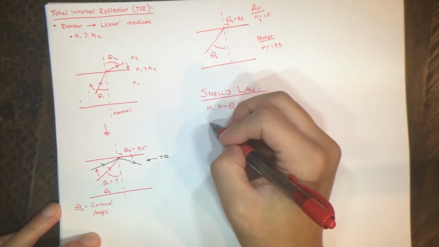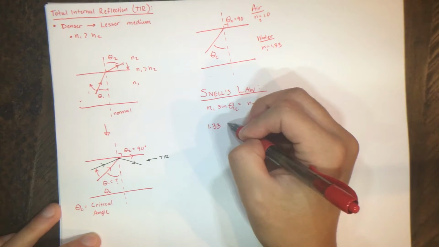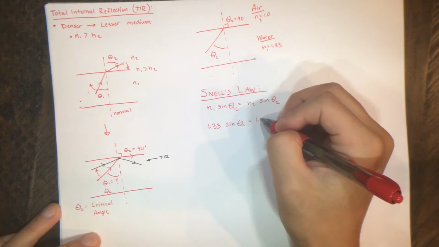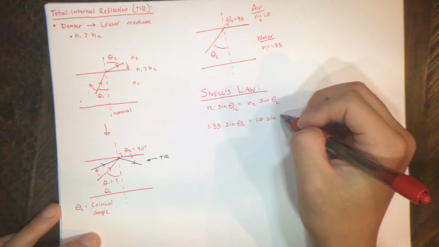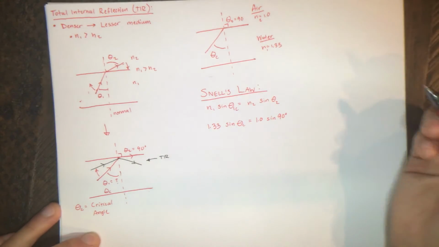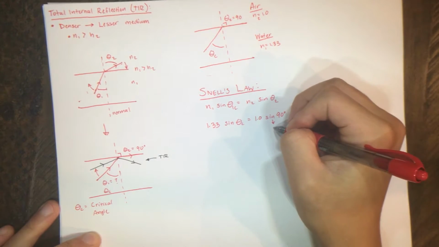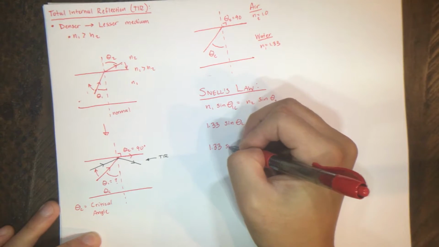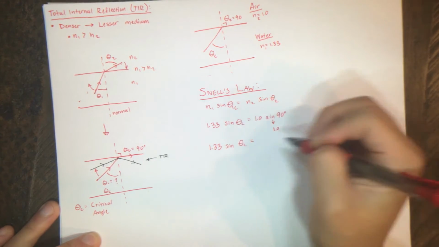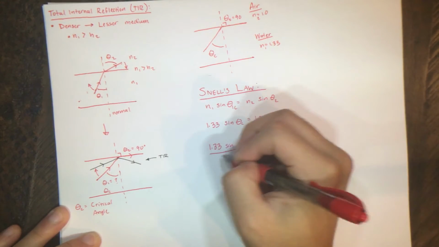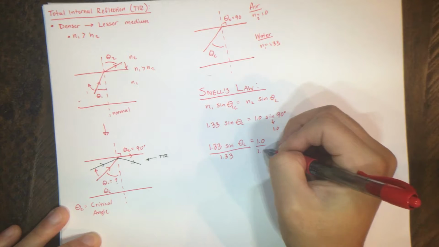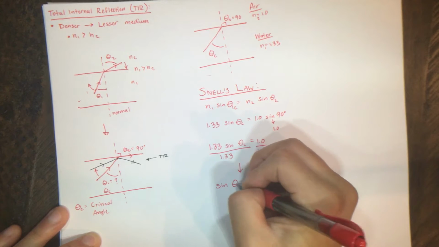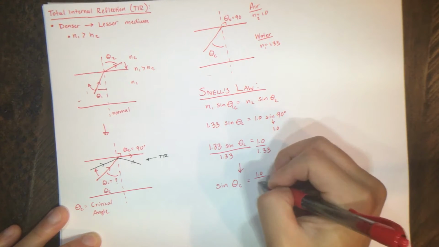Okay, so to plug everything in, we have 1.33 sine theta is equal to 1.0 times sine 90 degrees. And what we know from basic trigonometry is that sine of 90 is equal to 1. So now we have 1.33 sine theta c is equal to 1.0. Divide by 1.33, and we now have sine of the critical angle is equal to 1.0 over 1.33.